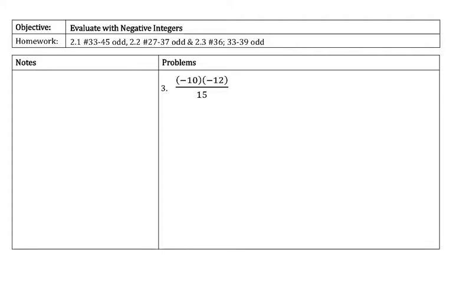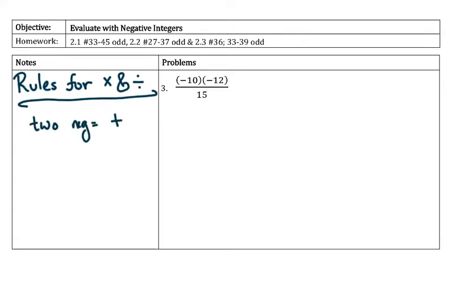So as we've talked about before, there are some rules for multiplication and division. When we have two negatives multiplied together, that's going to turn into a positive. So again, we've got our shorthand for multiplication, and that's an ampersand, that's the symbol. Division: two negatives equal a positive, and one of each, a positive and a negative, equals a negative.